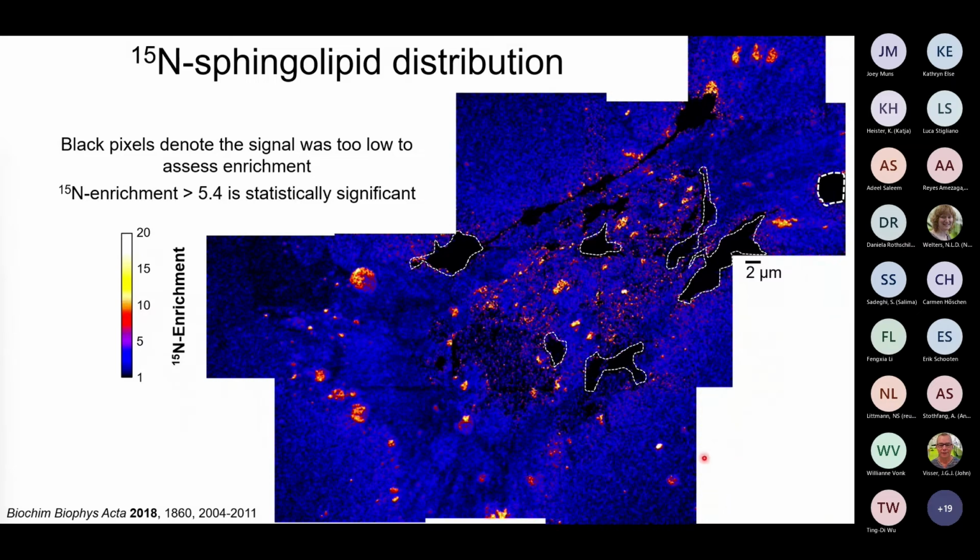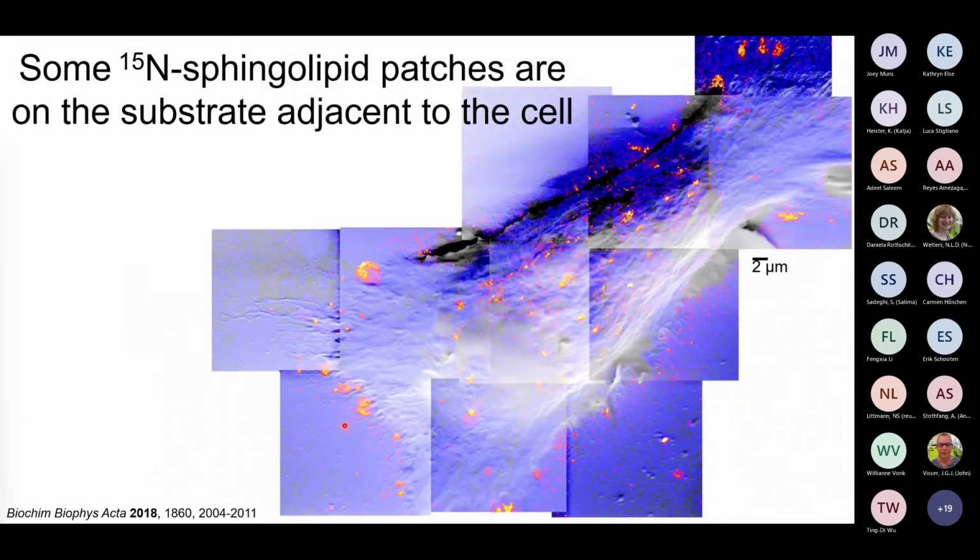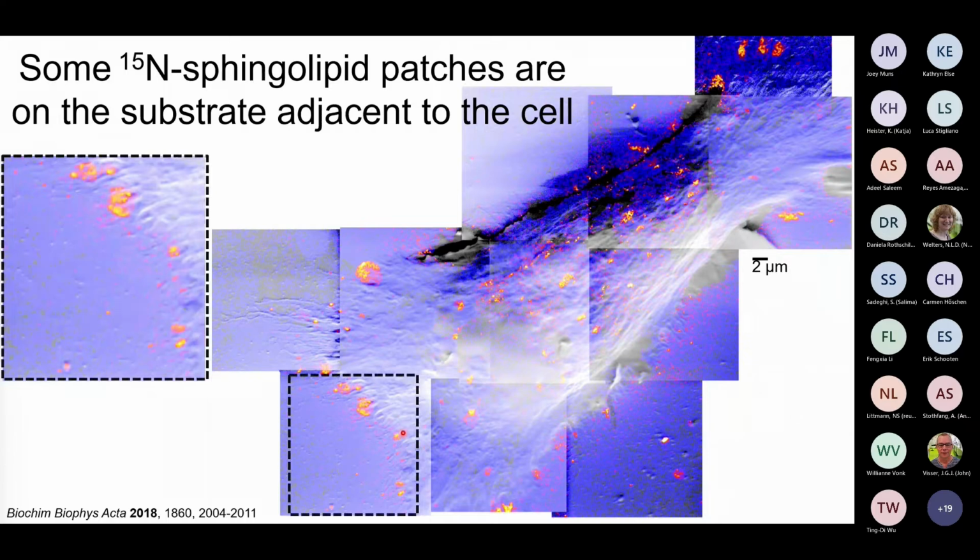And what I wanted to point out here is that often you see things you weren't expecting. Here we're seeing the overlay of the enrichment image. Again, blue is low enrichment, yellow is high enrichment, showing us where our sphingolipids are. If we look at the edge of the cell here, I'm zooming in on some of these things. This sphingolipid enrichment, first of all, these little spots are actually on the substrate.